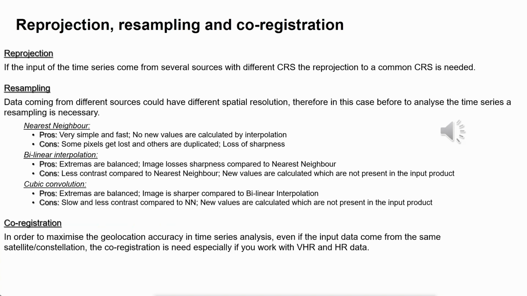Resampling may be needed when you are using data from different sources with different spatial resolution. In order to overlap them correctly and work with a stack of data, you need to resample your images to the reference one. And a fourth step could be the co-registration, which is very useful to perfectly overlap images and maximize the geolocation accuracy in time series analysis.